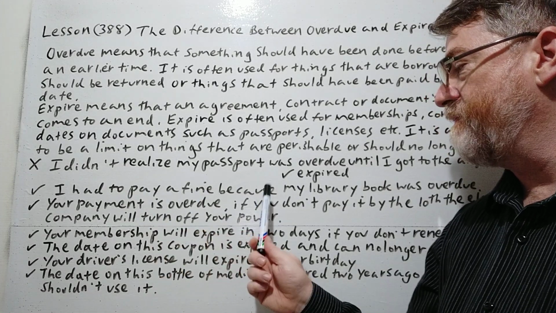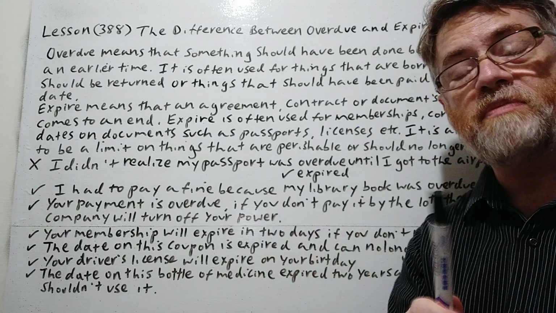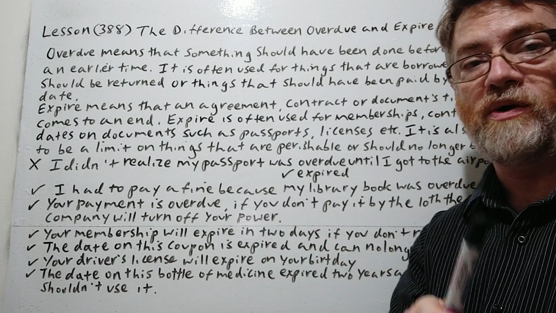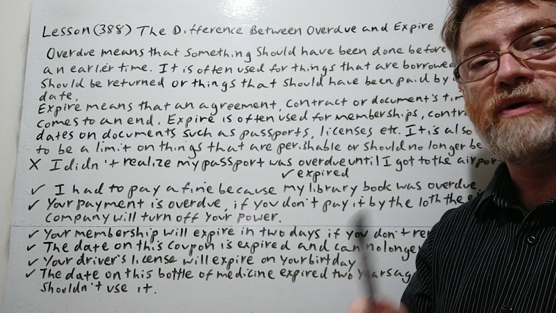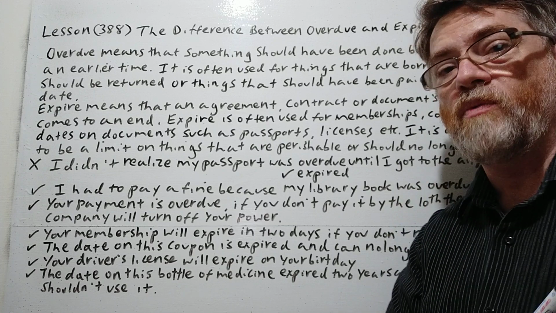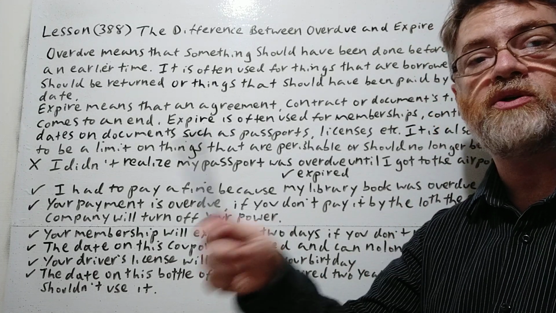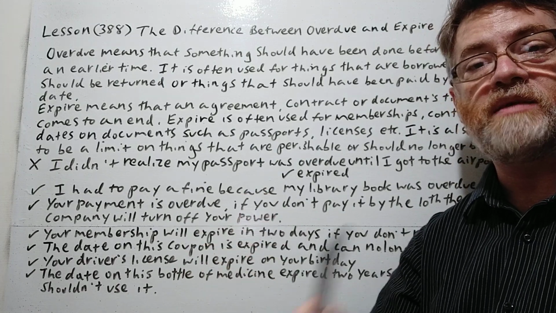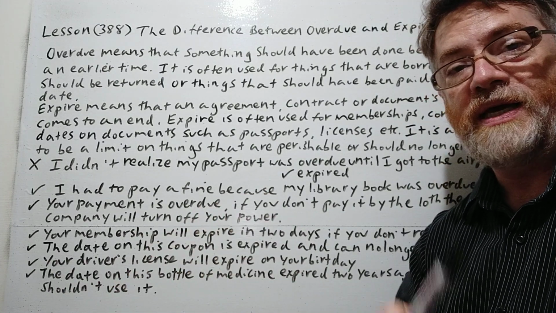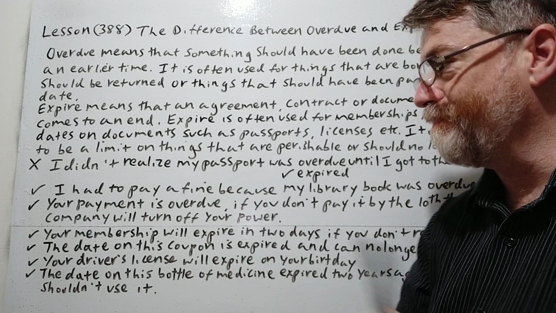I had to pay a fine because my library book was overdue. Well, remember we told you with things that are borrowed, we often use overdue, or they were expected to happen by a certain time. We use it for a woman when she gets pregnant. We always say a due date, and if she goes past that due date, we say the baby is overdue because the baby was expected to arrive by a certain date.